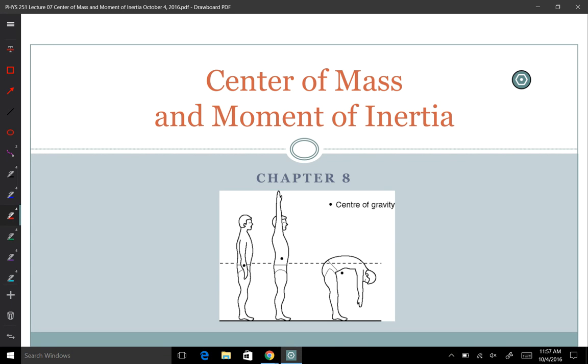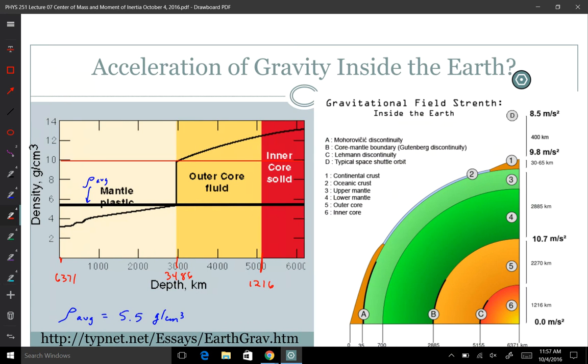So we're going to do that first. Then we're going to talk about center of gravity, should time last that long, which it won't because we spent our time doing the homework problem. So here is a fairly realistic graph of the density of the Earth as you go through the crust, through the mantle, through the liquid core, and through the solid core.